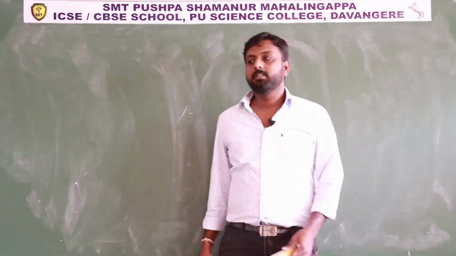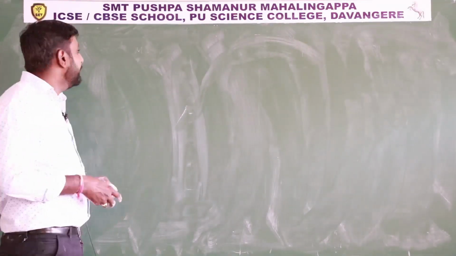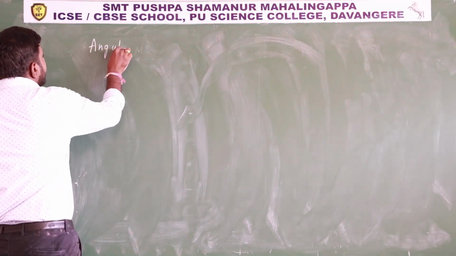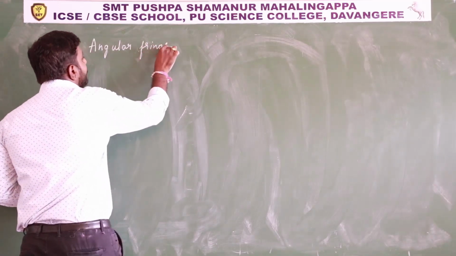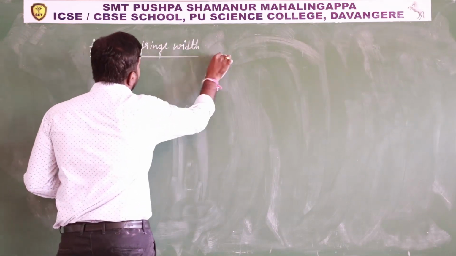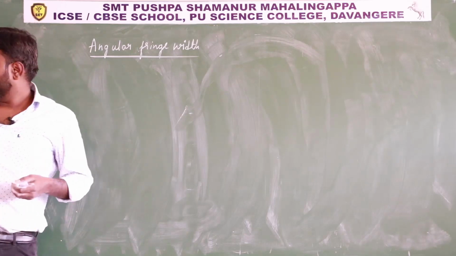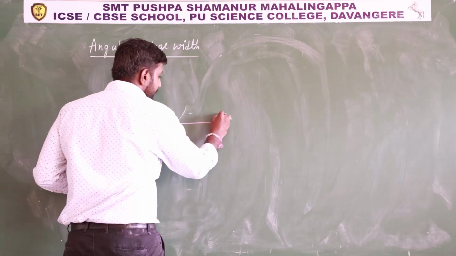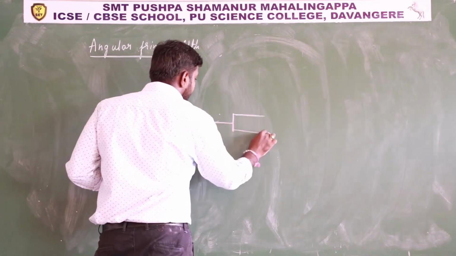And next, write the heading: angular fringe width. Angular fringe width. To understand this concept, let us consider this is a central bright fringe.